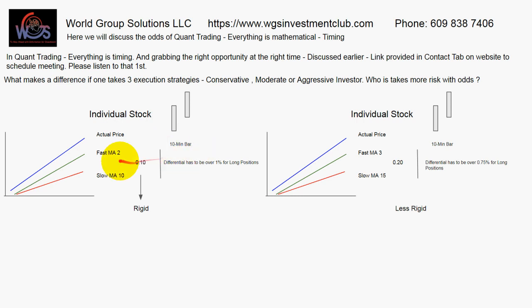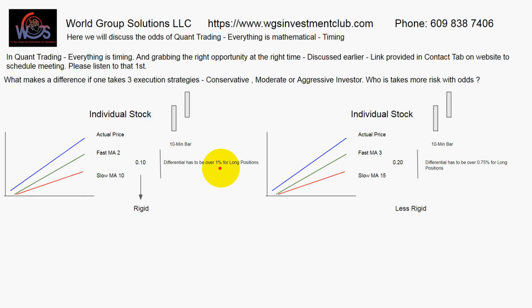So now this is the ratio which you'll be looking into: the moving average of the last 2 bars versus the moving average of the last 10 bars. If the difference is over 1%, I'll take a long position.